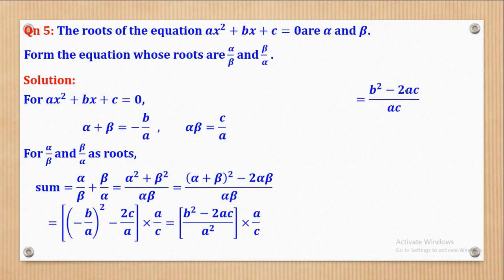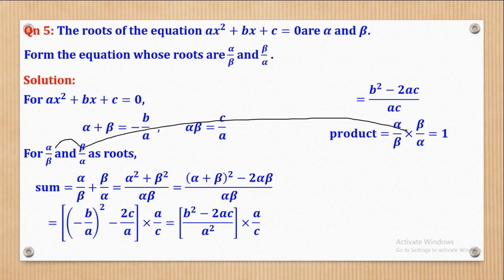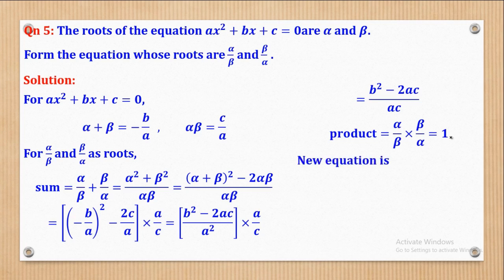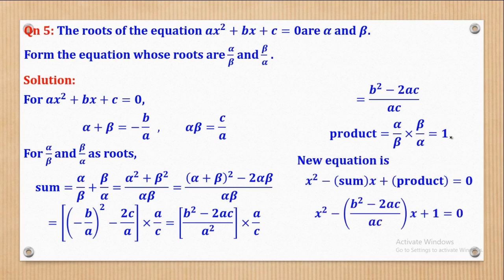So when I simplify, I'll come up with that, and that will be the sum. Now the product will be this times this, which will be positive 1, as we already saw. Therefore the new equation will be given by this form. Therefore, you shall come and substitute for sum and product. Then multiply followed by the LCM, and that will be the required equation.